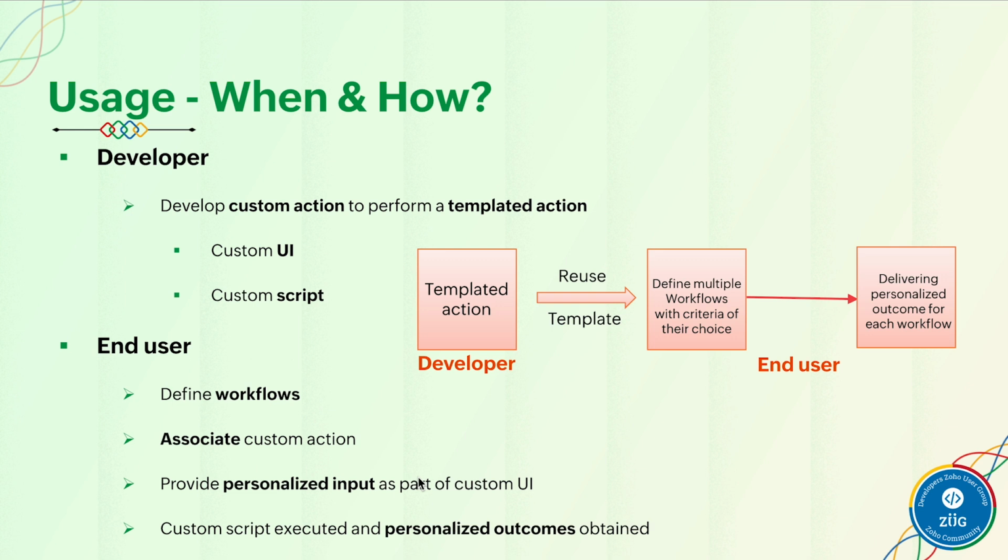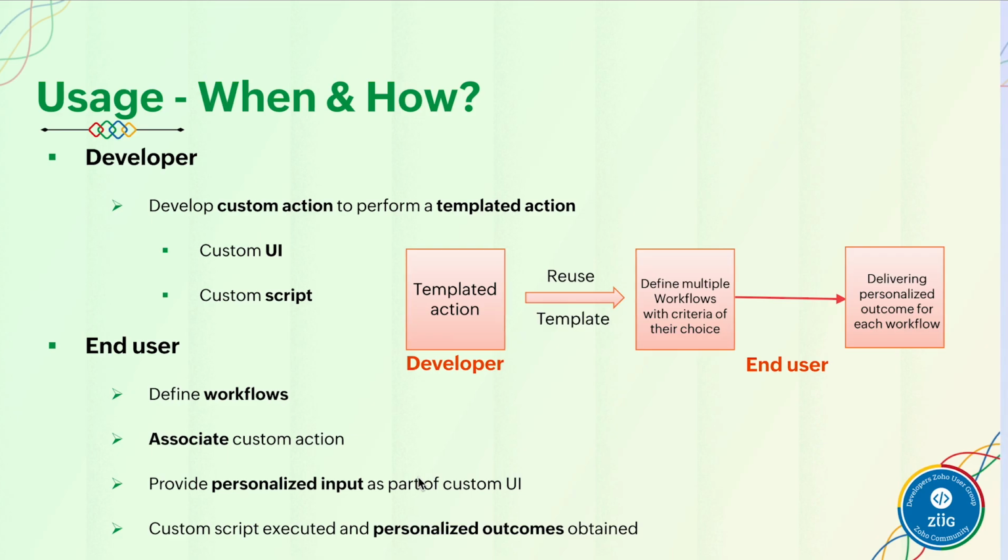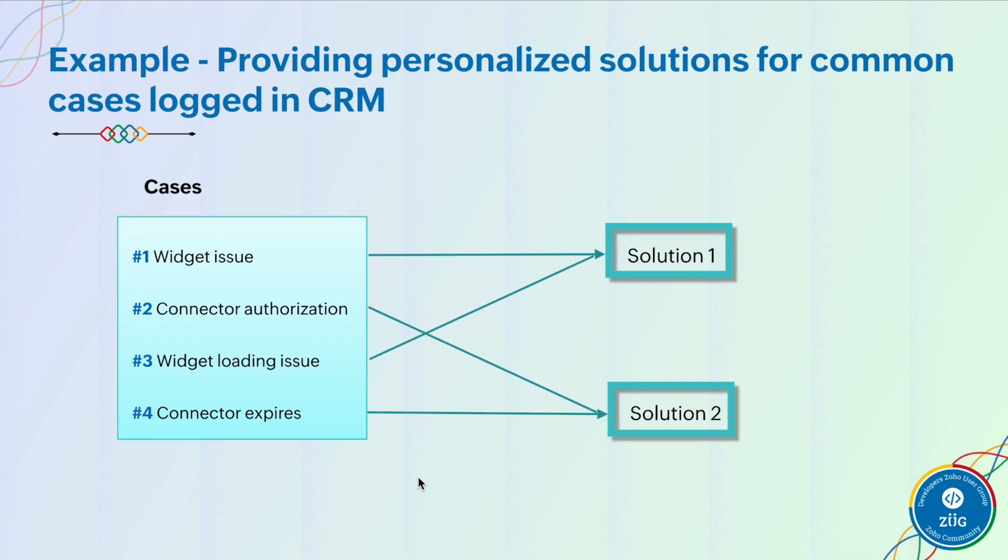So next I'm going to take a real-time use case to see how this custom action feature plays a beneficial role. So when you're using Zoho CRM, we have a module called cases in CRM, right? So let's say the customers who are using a product as part of your CRM might have some issues related to that product. Those issues can be raised as cases in the Zoho CRM module.